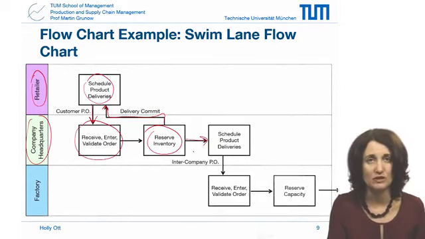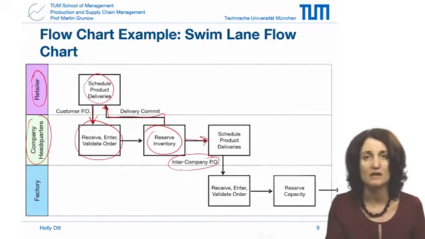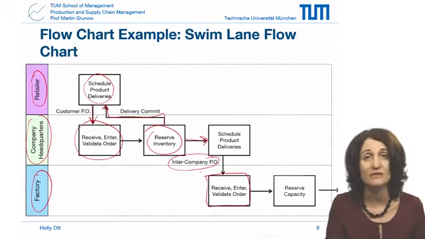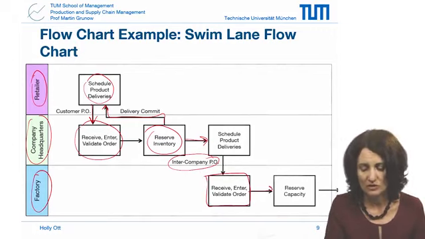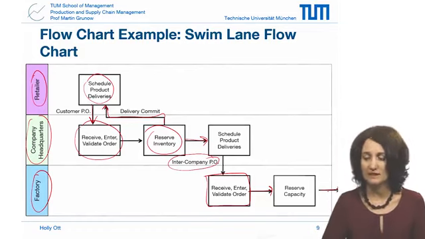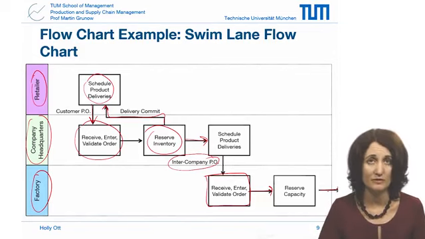They then schedule the product deliveries, and this then generates a company purchase order within the company to the factory. And here again, the factory then has to receive the order from the headquarters, reserve capacity, and on with the flow, produce the parts, and make sure they get shipped out. So, for example, you can use a slightly different type of flowchart, the swim lane flowchart.